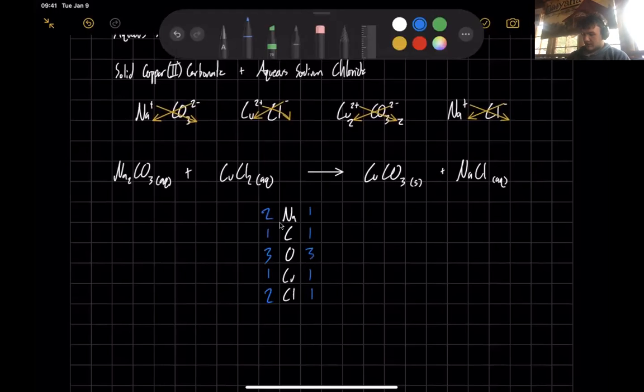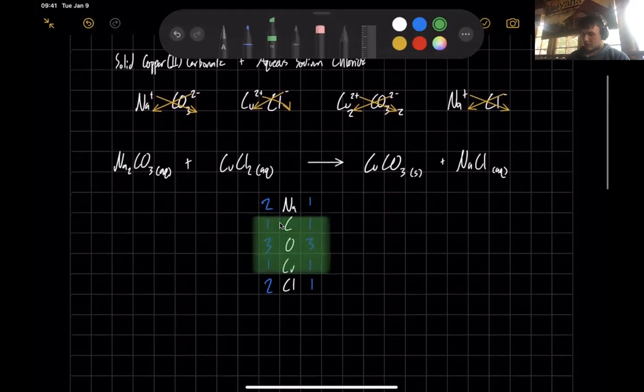So looking at this, we can see that these middle 3 are already balanced, right? Both sides have the same amount of those elements. And then we look over and we see that the sodium and the chlorine are unbalanced. They do not have the same amount on each side. And so we need to increase both the sodium and the chloride on the right side to balance it. If we put a 2 in front of the NaCl over here, that would cause this to go to a 2 and cause this to go to a 2.